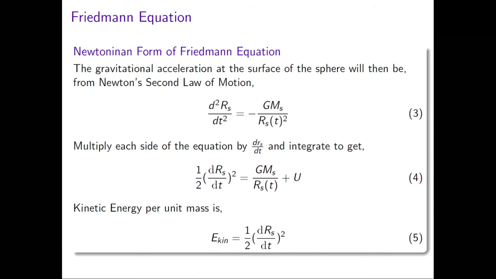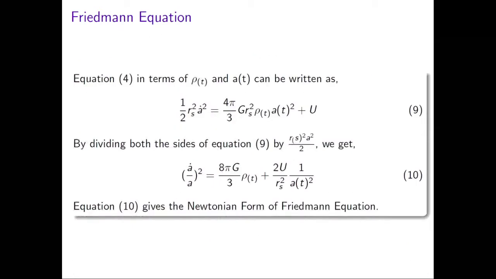equation number 4, and then we get equation number 9, that is 1/2 r_s² ȧ² equals 4/3 πG r_s² ρ(t) a² plus U.